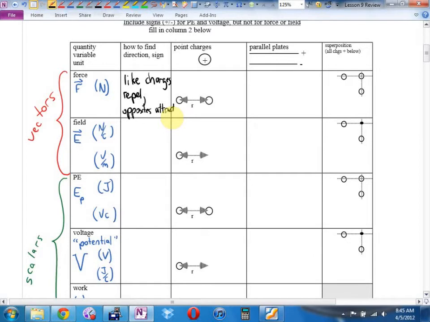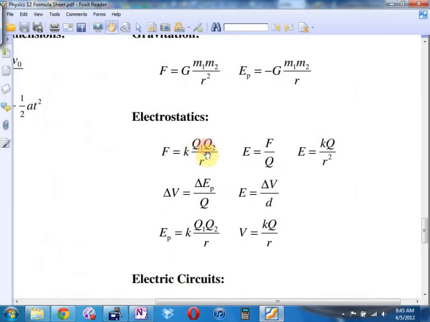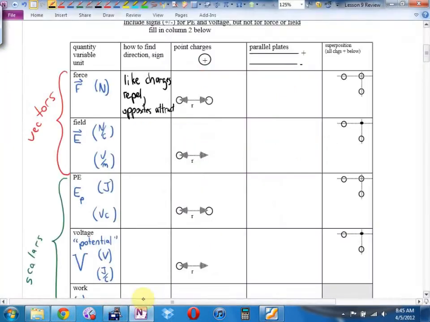How did we find the force between 2 point charges? This is where we started out this unit. We called this Coulomb's law. We said if you want to find the force between point charges, it's going to be K Q1 Q2 over R squared. That's the force that one charge exerts on another charge.